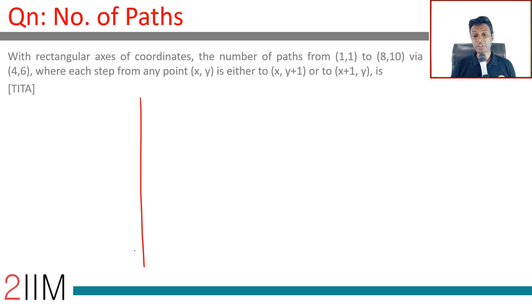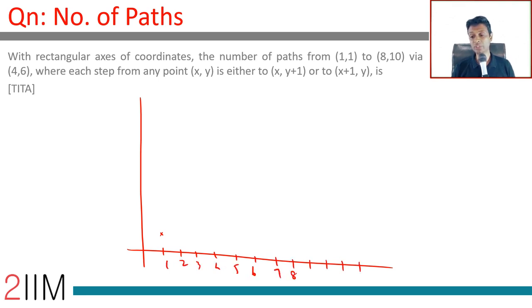With rectangular axis of coordinates, the number of paths from 1, 1 to 8, 10 via 4, 6. So 1, 1 to 8, 10, somewhere here, via 4, 6.